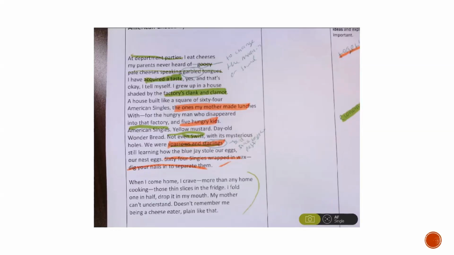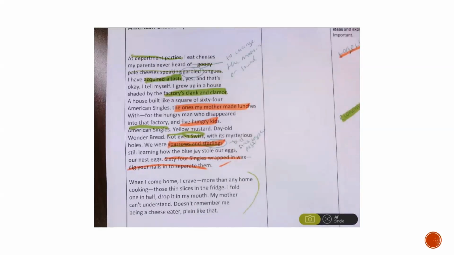And I gotta tell you this, if your cheese is talking to you, you don't eat it, first of all, and second of all, you need to go to the doctor right away because you are hallucinating. Cheese doesn't speak, and it doesn't speak in garbled tongues. Garbled tongues probably means something like speaking foreign languages, because the whole poem is all about American cheese.